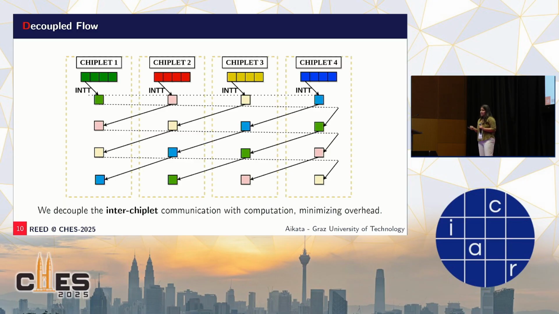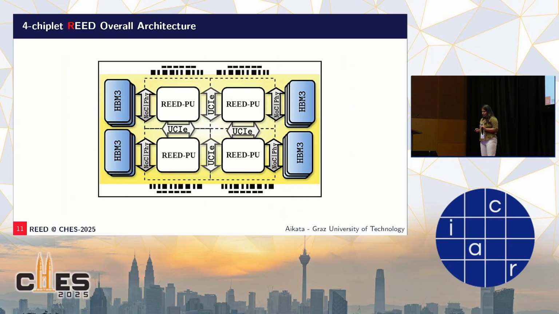So we minimize this communication overhead of slower inter-chiplet communication. So with this, we have now seen how we can do a ring-based communication across chiplets. And this, therefore, brings me to an overall architecture design. This is the 4-chiplet READ architecture.